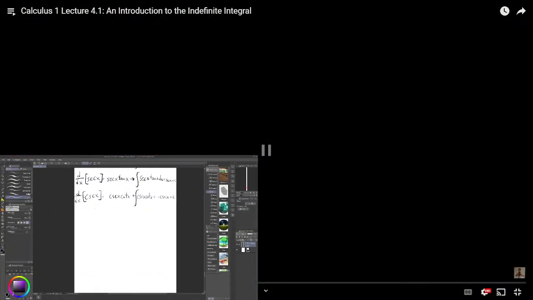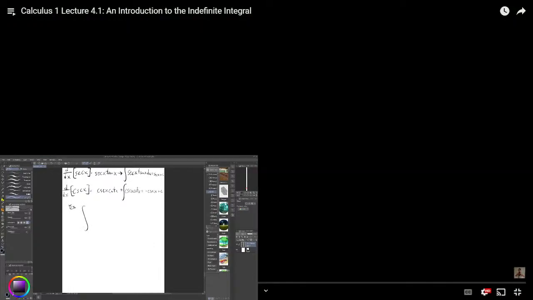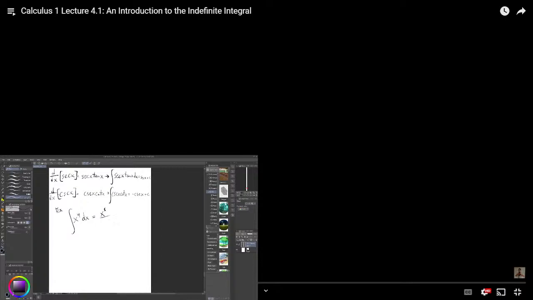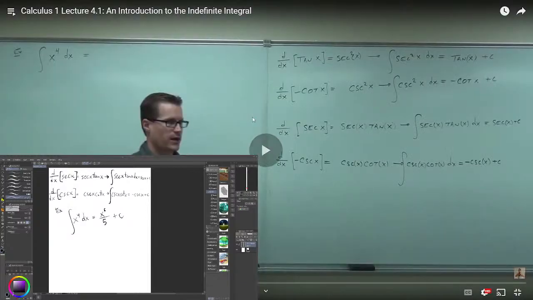The integral of... Okay, so add 1, and this goes at the bottom, plus C. x to the 4th dx.